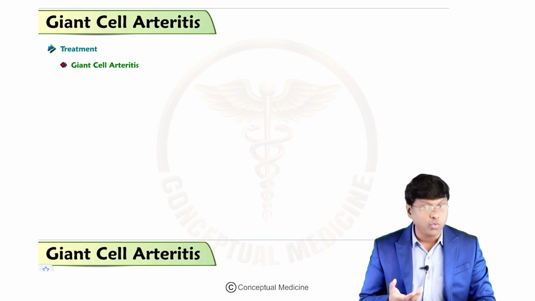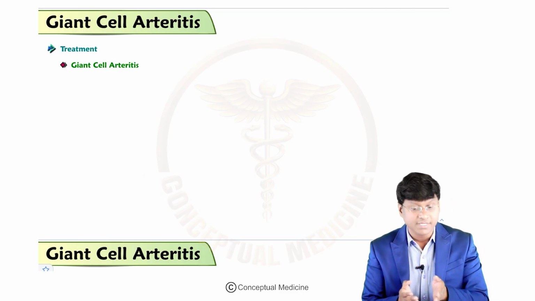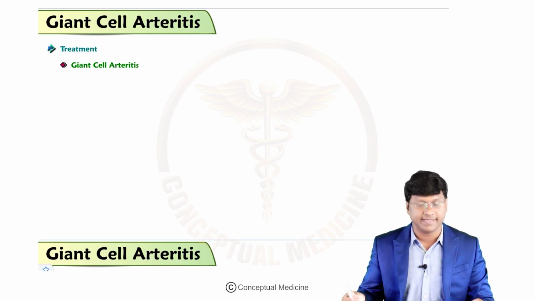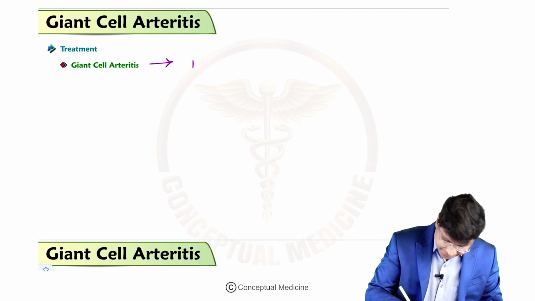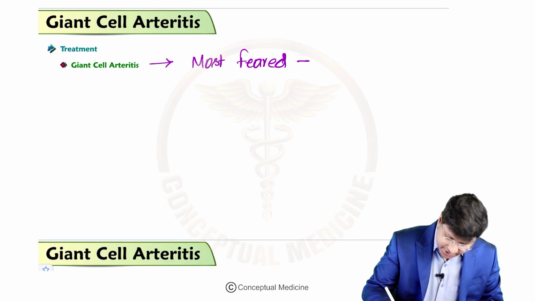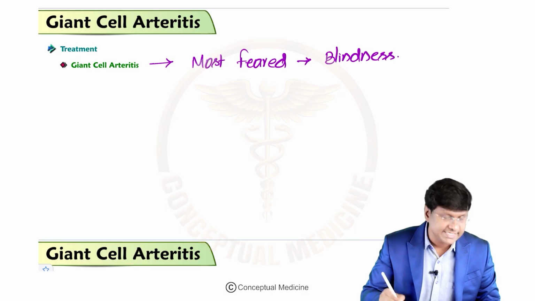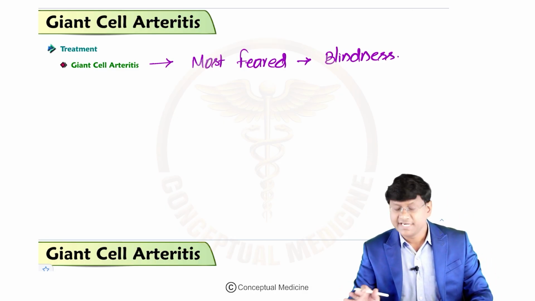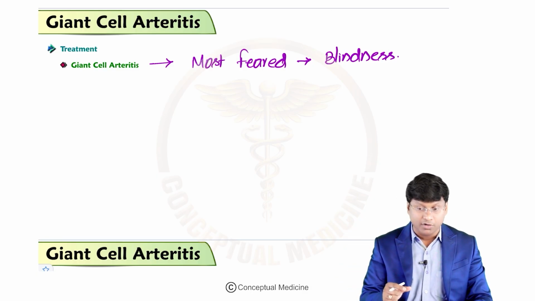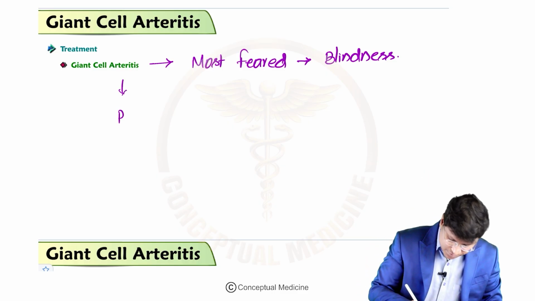See, why giant cell arteritis is very important is that the urgency of early diagnosis and treatment relates to the prevention of blindness. The most feared complication here is blindness, because once the individual develops blindness, it is irreversible. It is permanent. So early diagnosis and quick starting of steroids is very much required. And what should be the dosage of?